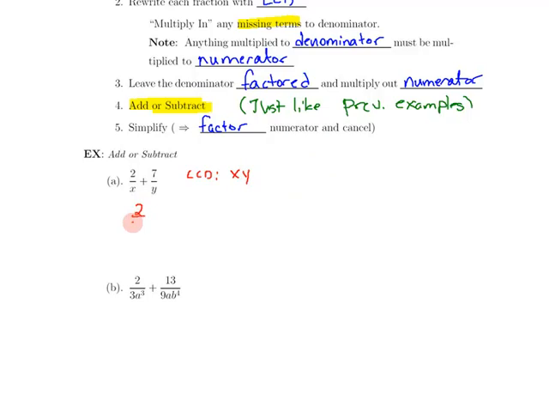So now I look at 2 over x and I say, okay, looking at the x, what's missing from this denominator that makes it look like xy?